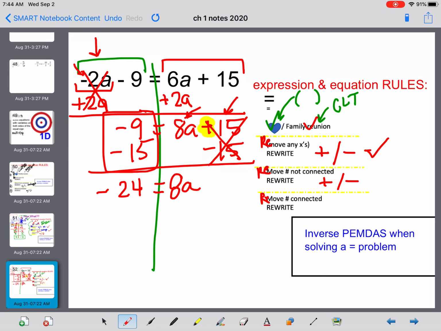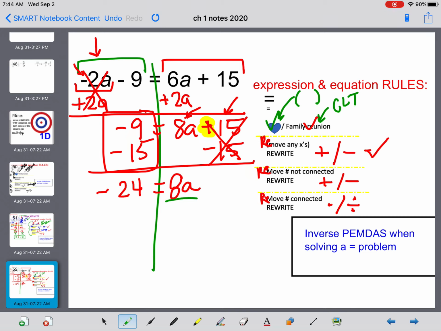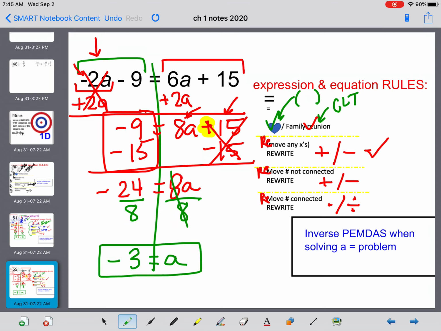Okay, last thing I'm going to do is remove the number that is connected to the variable with multiplication or division. The last step is always my multiplication or division step. I like to change colors just to highlight what I'm doing. Divide by 8 on this side, divide by 8 on that side. 8 divided by 8 is 1a left over. And over on this side, negative 24 divided by 8 gives me negative 3.